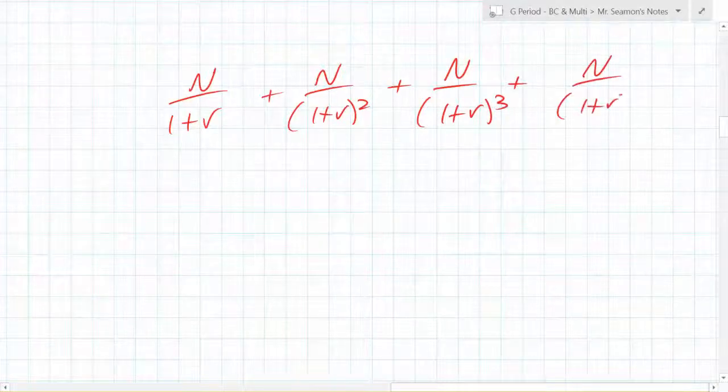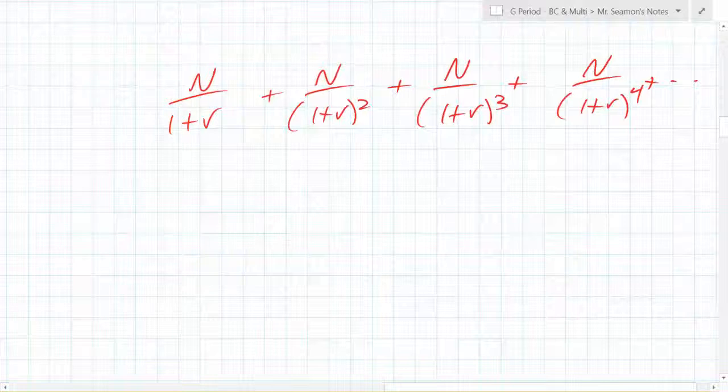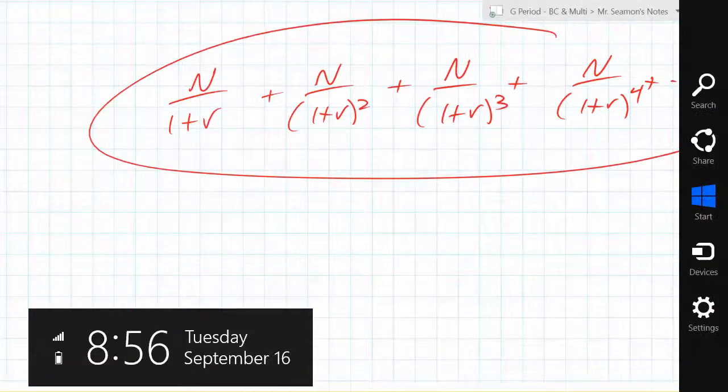Because what kind of series is it? It is a geometric series. You with me so far, everybody? Now here's the thing. So we've generalized it to compound interest.